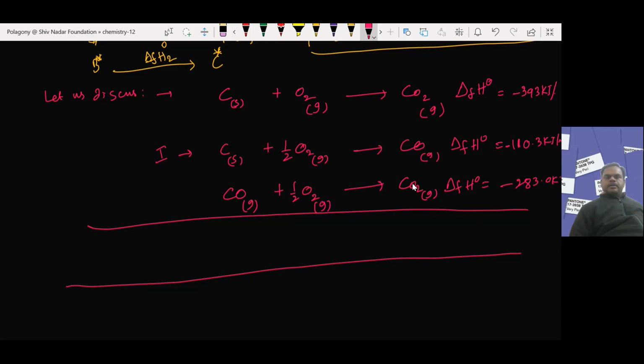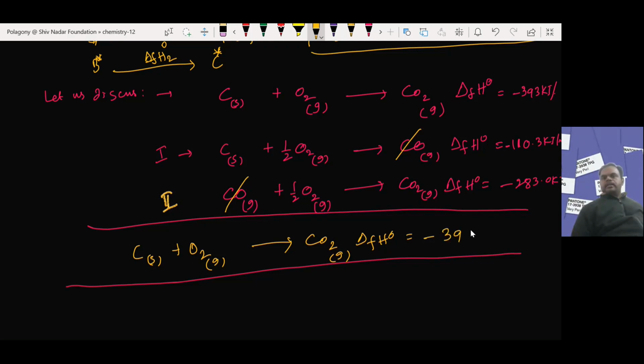Now, we can derive the net equation from these two equations, equation 1 and equation 2. Combining them, graphite plus half oxygen plus half oxygen equals one oxygen gas, the carbon monoxide is cancelled, and carbon dioxide gas is obtained as the product. The standard enthalpy of formation of carbon dioxide, if you sum up these two values, is equal to minus 393 kilojoules per mole.